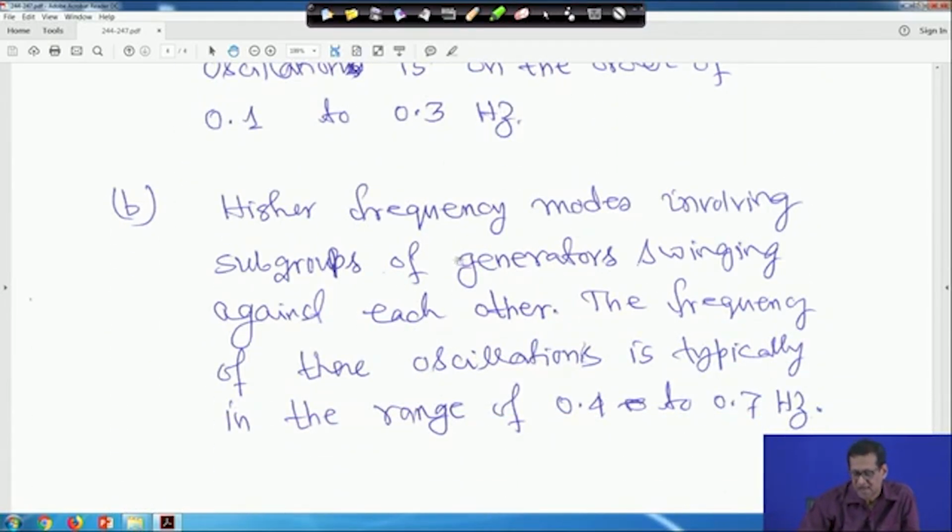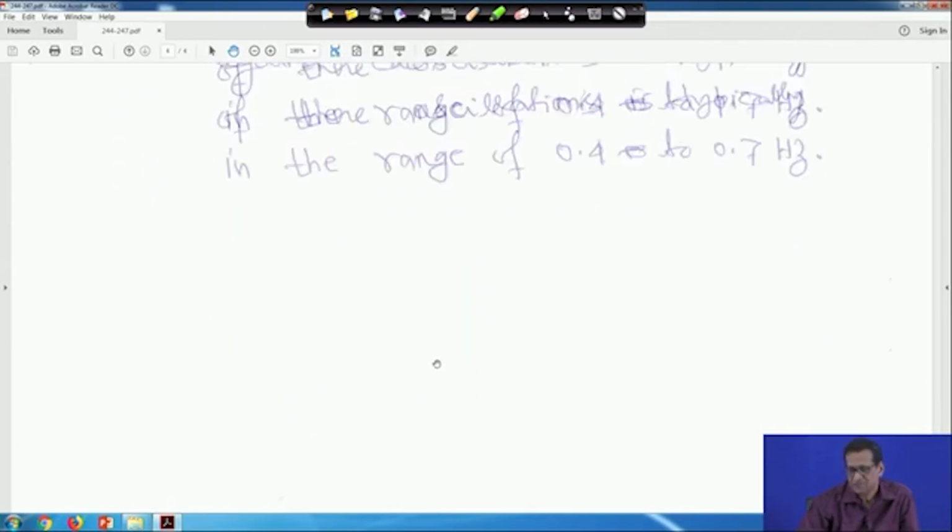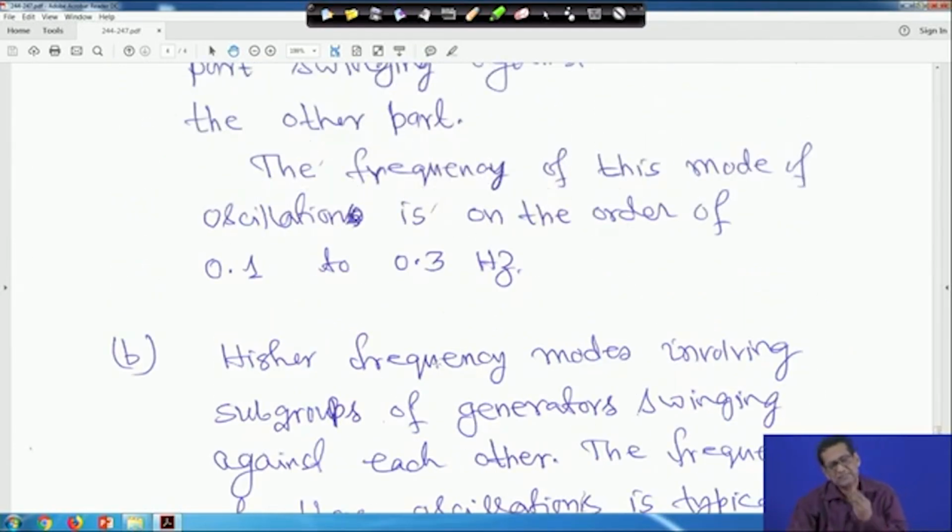The second one is higher frequency modes involving subgroups of generators swinging against each other. The frequency of these oscillations is typically in the range of 0.4 to 0.7 Hertz. So, with this, the synchronous machine part is almost over. The only thing is that, if time permits, I will cover a little bit of the excitation system of synchronous machine.